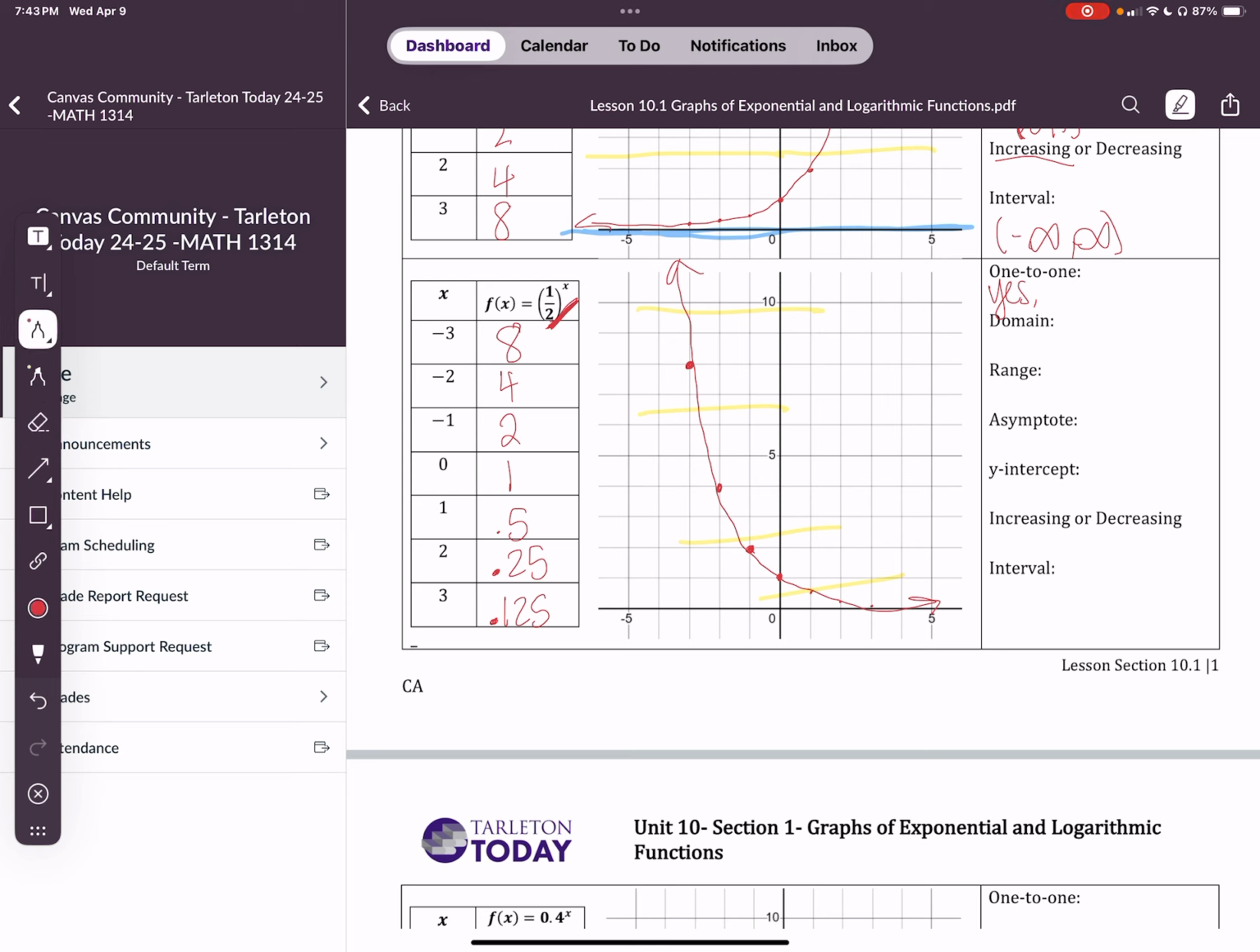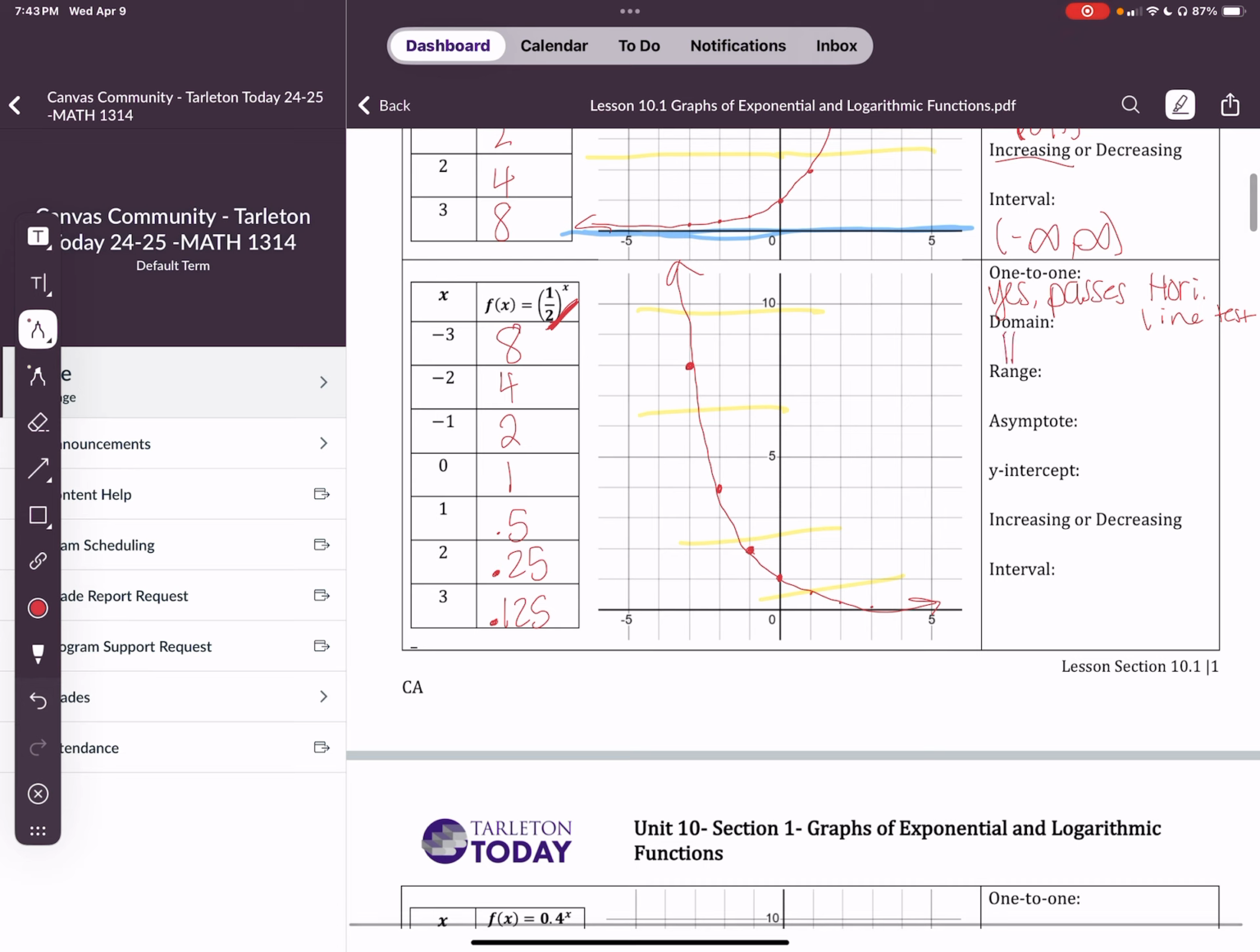Oh, come on. There we go. Okay, it passes the horizontal line test. On this one, the same thing. The domain would be all real numbers, or negative infinity to positive infinity, and the range on this one would be 0 to infinity.